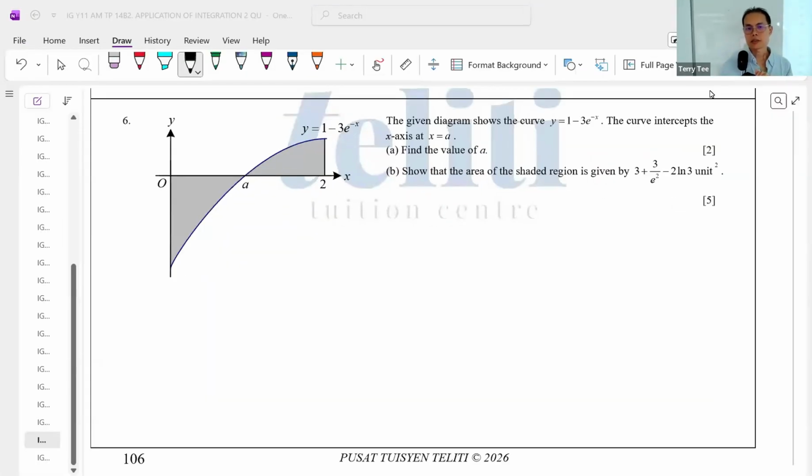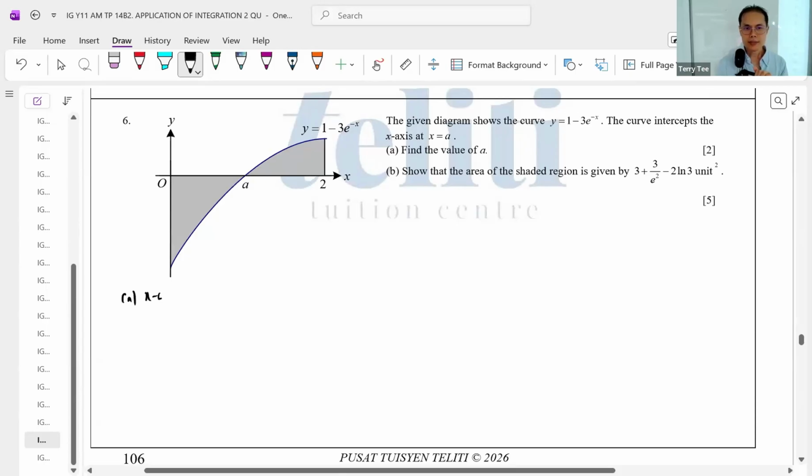Question number 6. The first part, you find the x-intercept, which represent A. A is your x-intercept. Now we know at x-axis, y is 0. So we take 1 minus 3e power negative x, let it be 0.